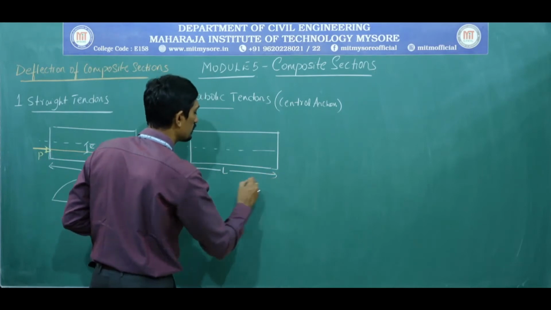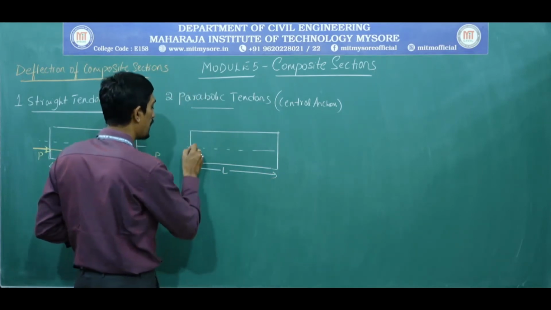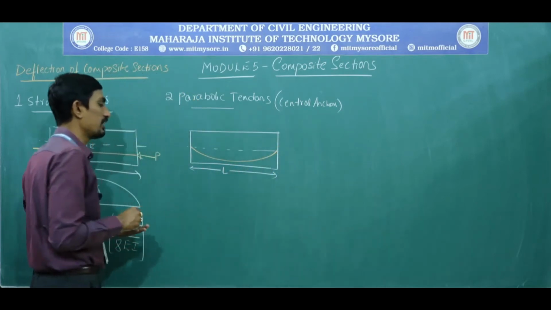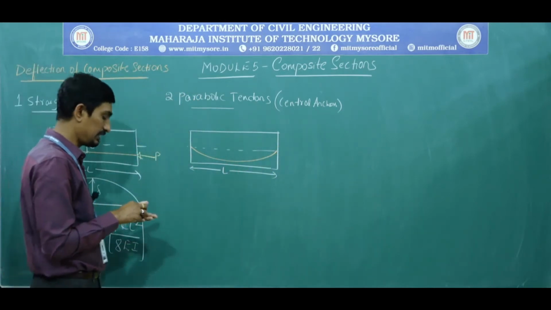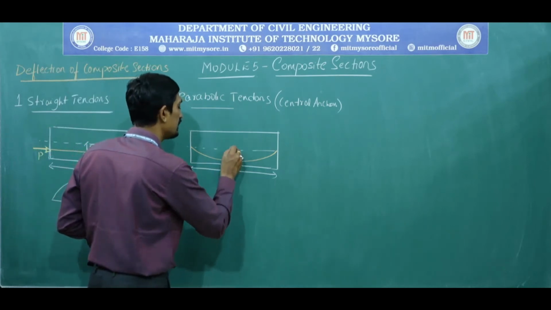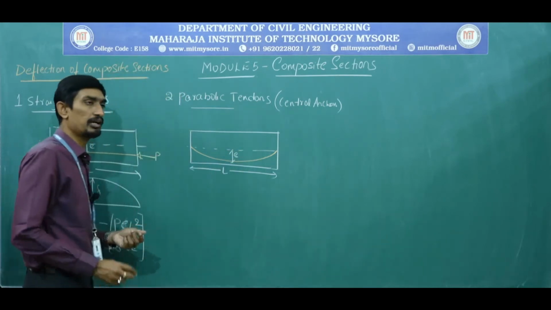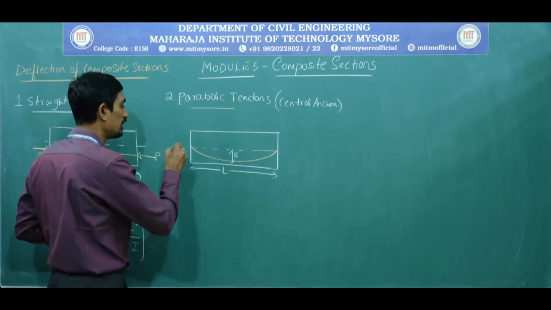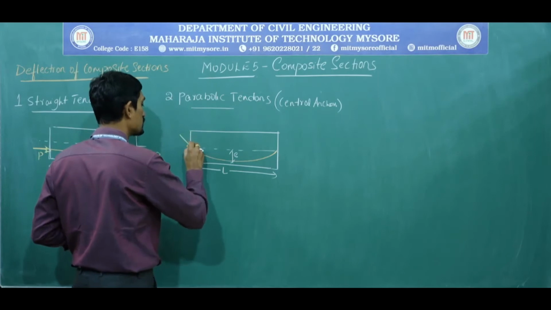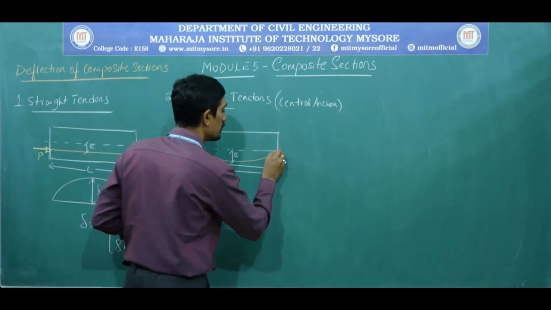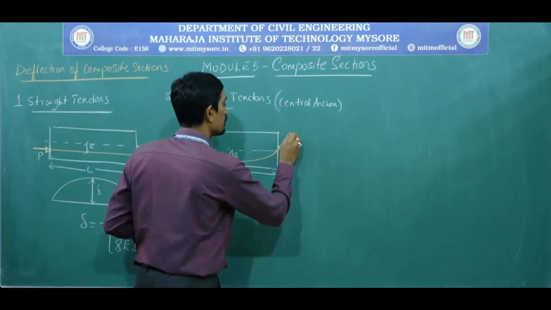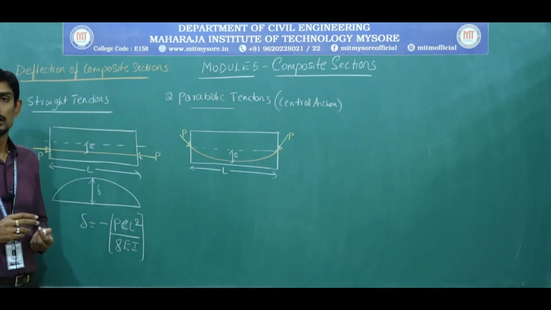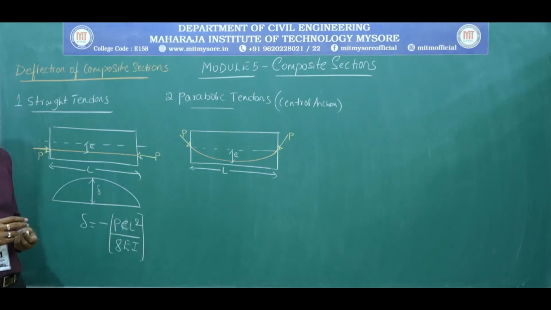Let me call this span L, and now the parabolic cable which I am going to induce is in such a way that the eccentricity at the midspan is E, and at the support it is 0. So let me induce the pre-stressing force P. Once again, it will create an upward deflection.